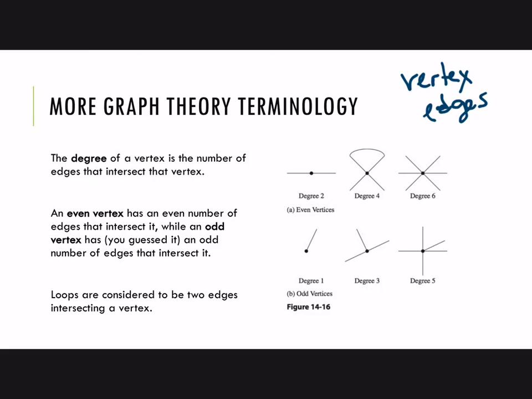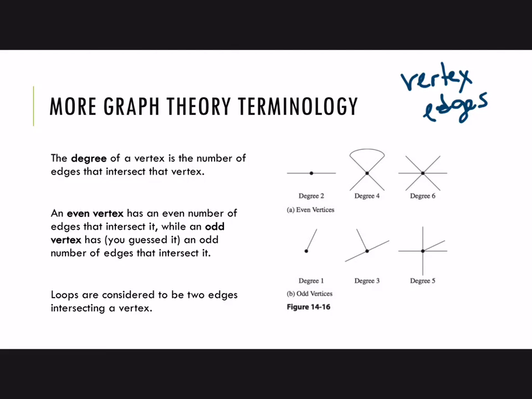Vertices can either be even or odd. Even ones have an even number of edges intersecting, and odd ones have an odd number of edges intersecting. Here are some other examples of odd ones. Degree 1, degree 3 is 3 edges, degree 5, 5 edges.